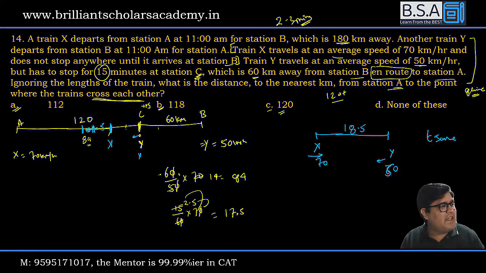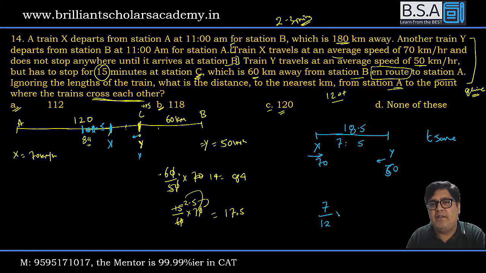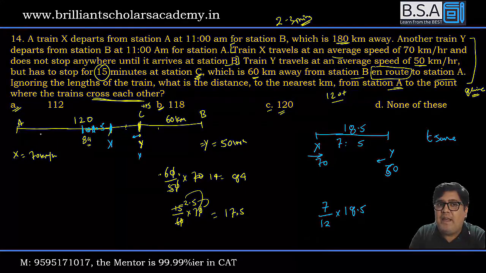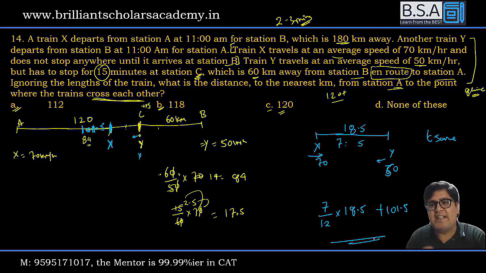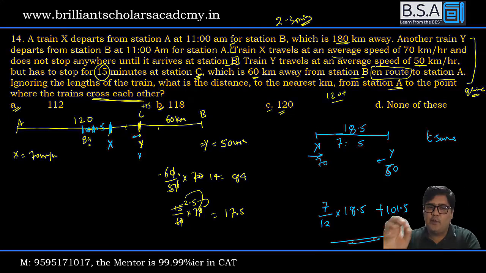If the time is same, the distance depends upon the ratio of their speeds. So here, this person will travel 7 parts and the other person will travel 5 parts. How many parts are there? 7 out of 12 into 18.5. So how far from A do they meet? How far ahead had this train already come? 101.5. This is your exact answer. Use calculator and find this answer.